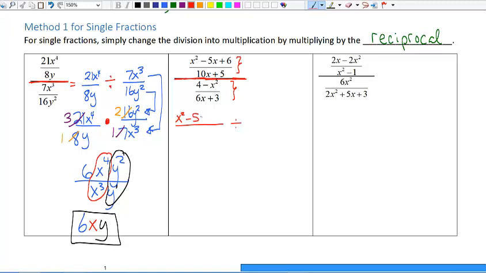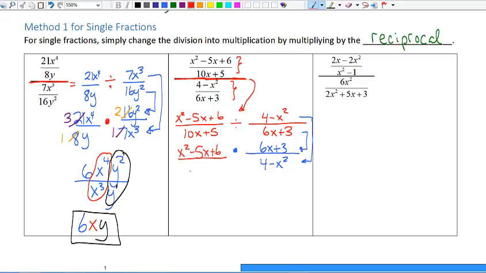So we have x squared minus 5x plus 6 over 10x plus 5 divided by 4 minus x squared over 6x plus 3. All I did is I changed that divide bar into more of a horizontal division problem. So we don't really like dividing fractions, so we are going to change the divide sign into a multiply sign by taking the reciprocal of the second fraction. So that gets me 6x plus 3 over 4 minus x squared. The first fraction stays the same.